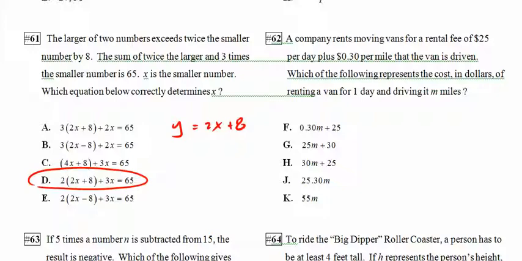Twice the larger number, couldn't be this one. Definitely couldn't be this one. Definitely couldn't be this one. That's the only possibility to get confused. And no, it doesn't work. Twice the larger number, which is 2x plus 8, and the smaller number is just x. So, weird. 25 today, 30 cents per mile, 0.30 m plus 25.